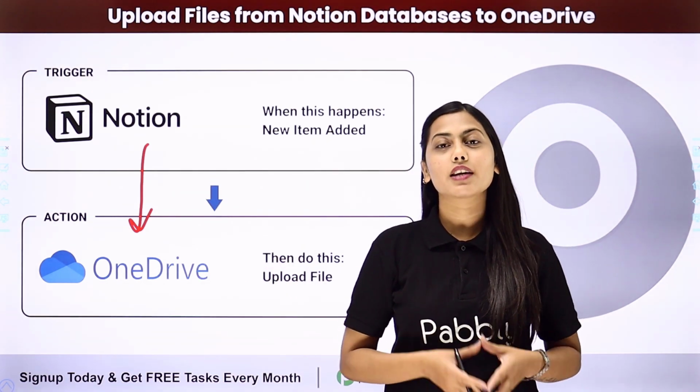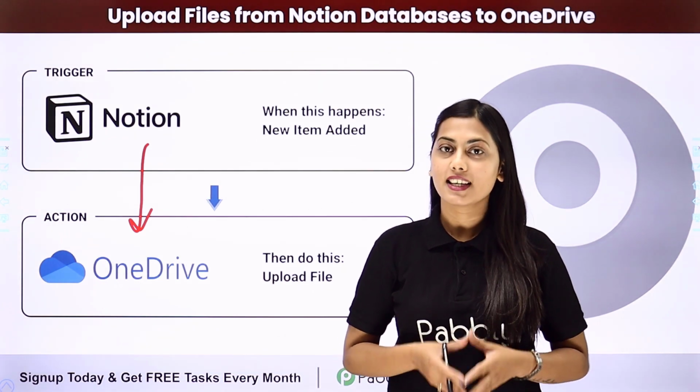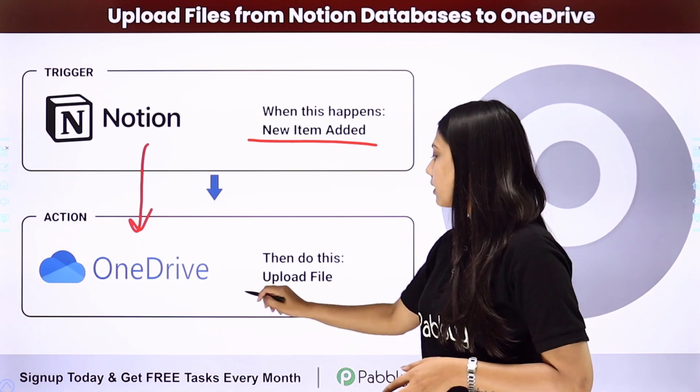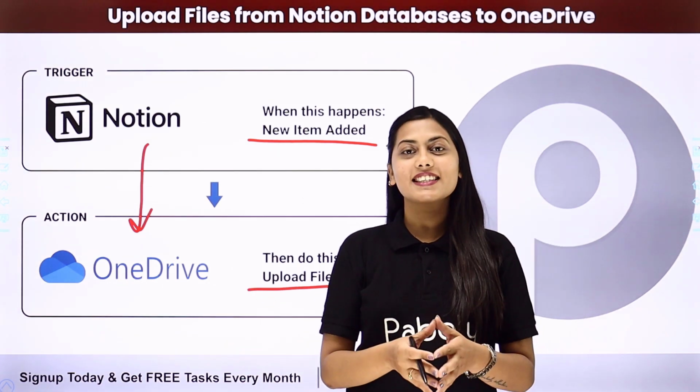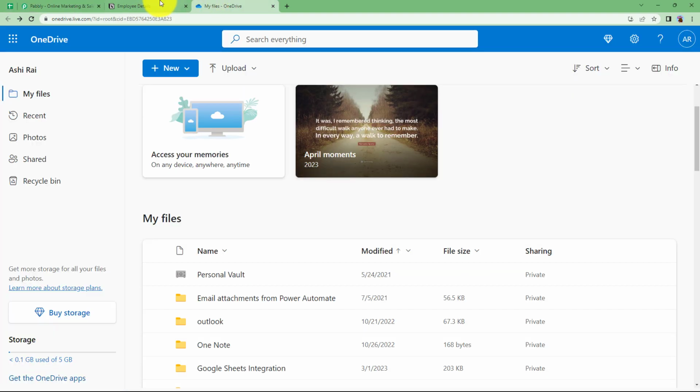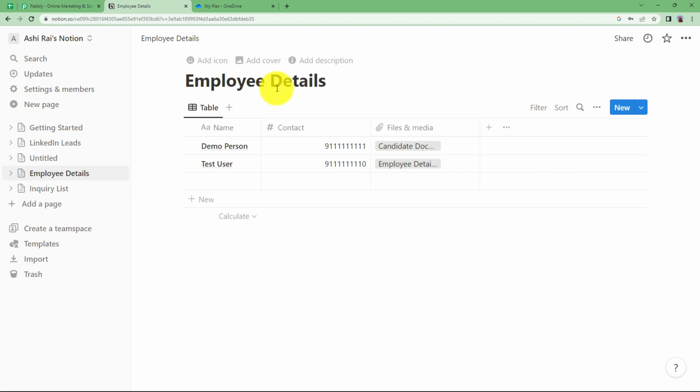So in this automation that we are going to create using Pabbly Connect, our trigger will be the new item added in Notion and our action will be to upload file in OneDrive. Let us learn how to do that. So in this video, we are going to learn how you can upload file on OneDrive from the file that has been added in your Notion database for any specific contact or any employee as per your given condition.